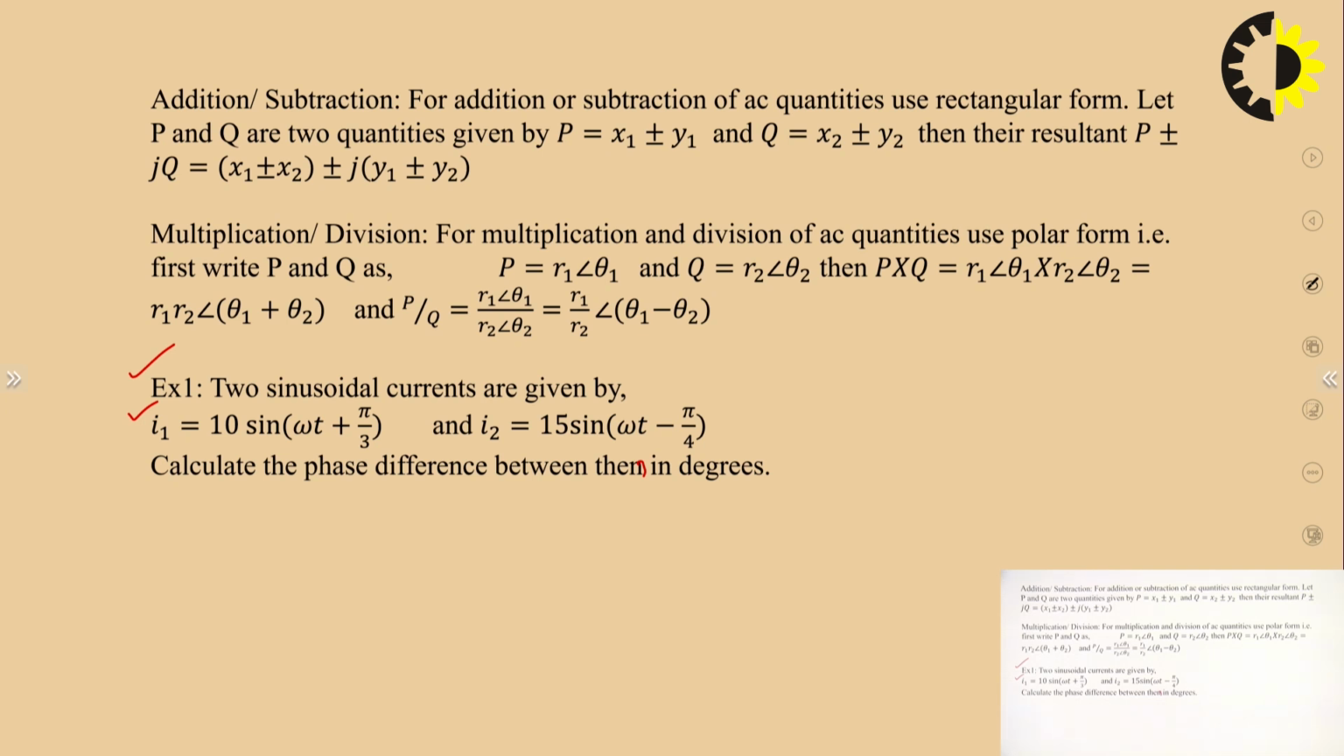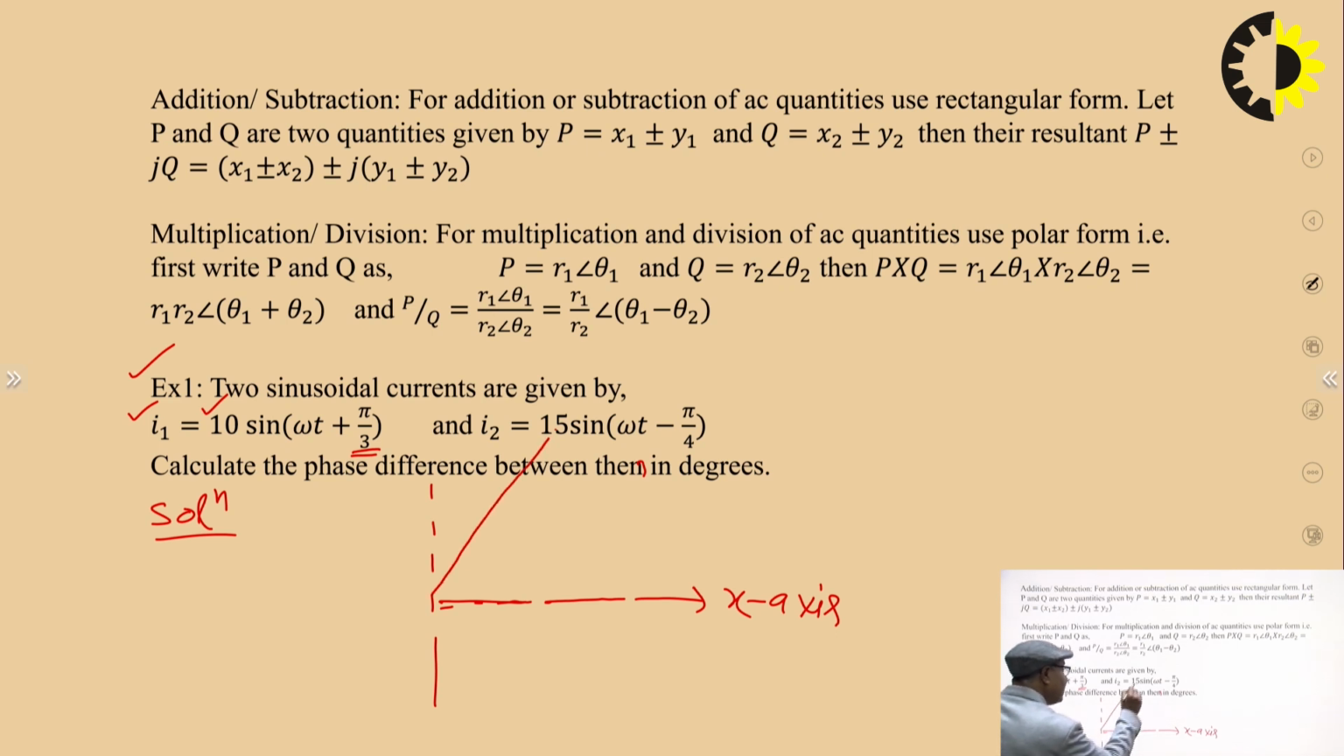So how to calculate the phase difference between them? We can represent these quantities in a phasor diagram. Suppose this is your reference x-axis. Now consider the first one, I1. Its phase angle is plus pi by 3, meaning 60 degrees. Suppose this is the y-axis, so plus 60 will be somewhere here. So this is the direction of I1.